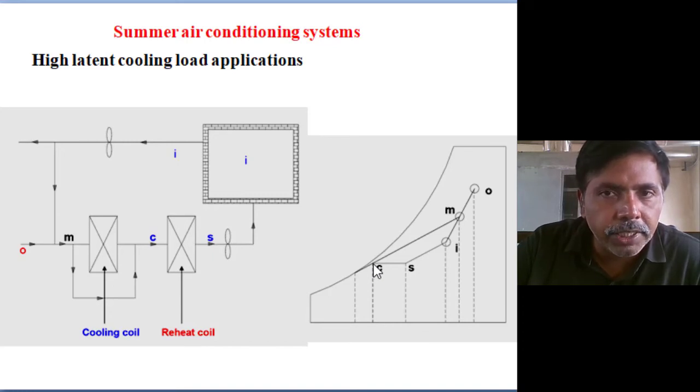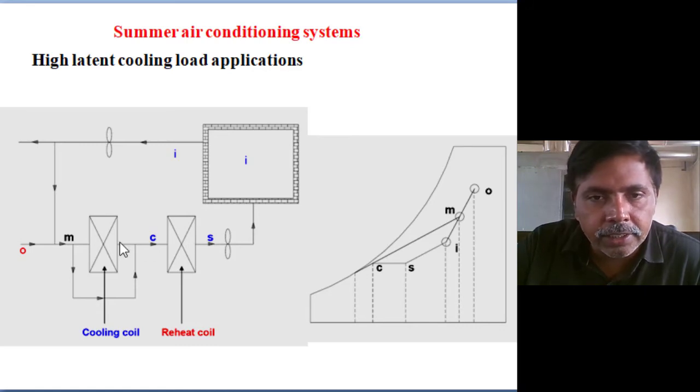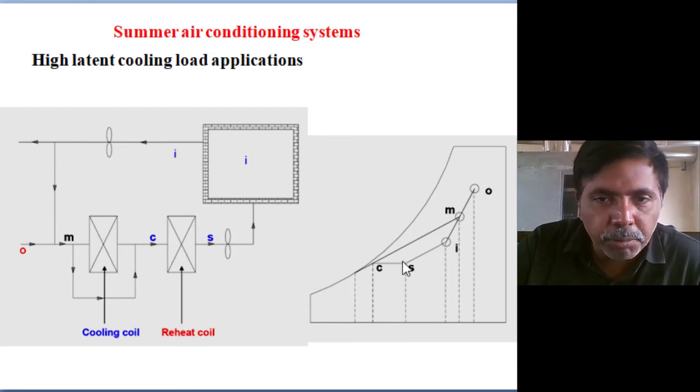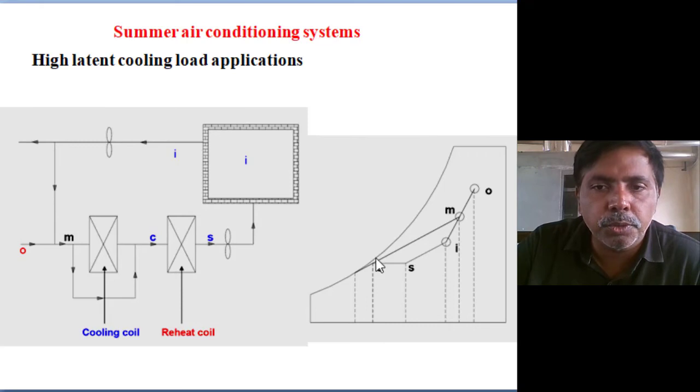I am stopping here itself and sending that cooled and dehumidified air to the heater coil, the reheat coil. Why? Because of my comfort temperature. This one may be 16 degrees, this one may be 26 degrees. My comfort temperature is 26 degrees, suppose. So I want to heat the air, sensible heating, reheating the air. Then I am sending it to the room.